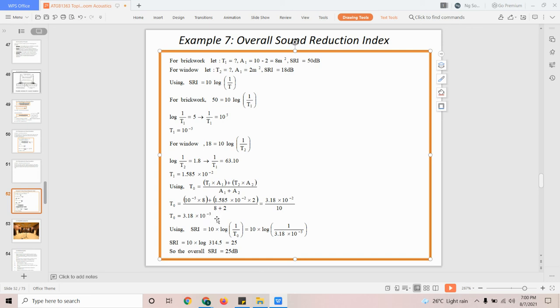After that, you want to get the SRI, the sound reduction index, for this composite wall, which is the brickwork and the window. So you plug the transmission coefficient into the formula and solve it. You'll be able to obtain that this composite wall made of brickwork and window, which have different SRI with different areas, has a sound reduction index of 25 decibel. So you have to follow through this work method to get the answer for this example 7.